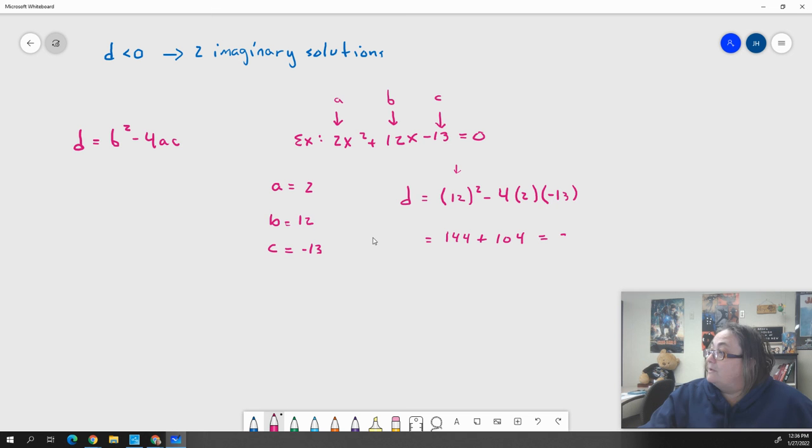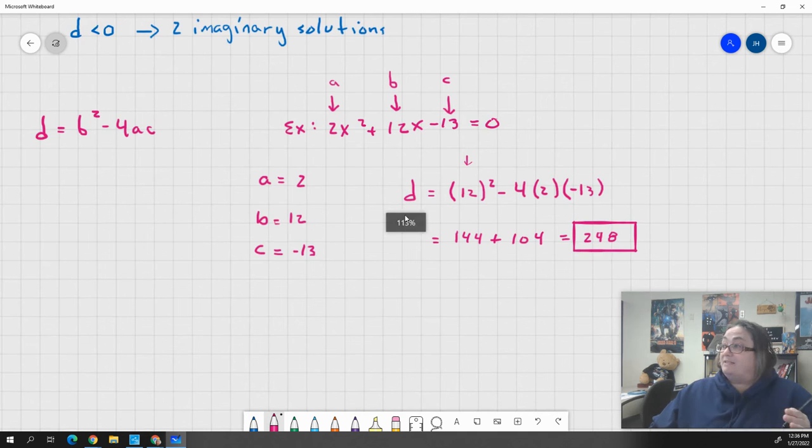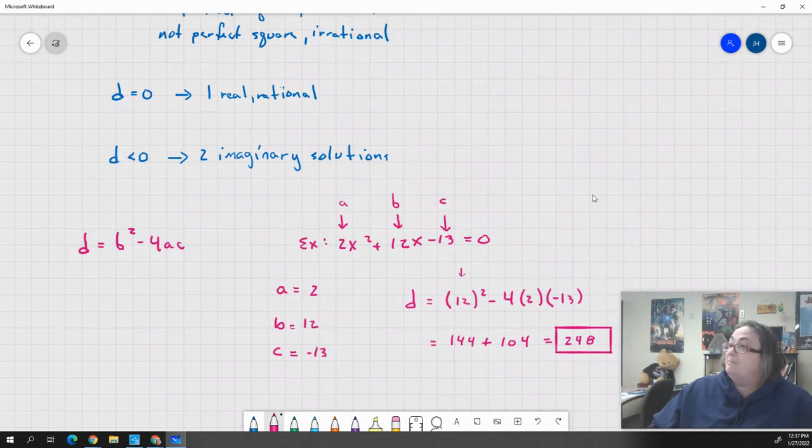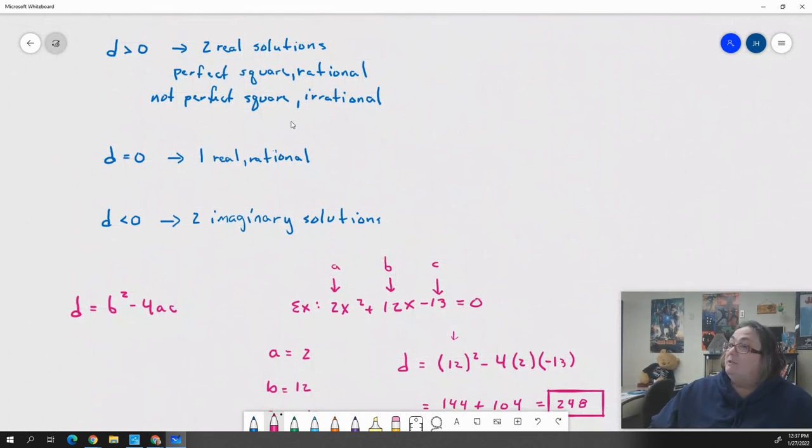And so when we add those together, we get 248. That is our discriminant. Now, all we have to do is take whatever that solution is, and we have to bring it up here. And we go, okay, well, is it greater than 0, equal to 0, or less than 0? In this case, 248 is greater than 0. And so that means that we are going to have 2 real solutions.